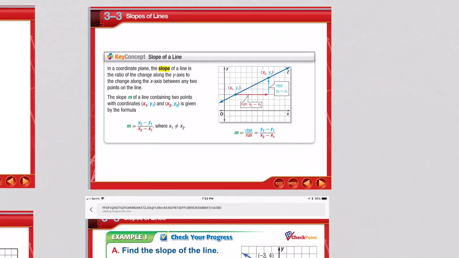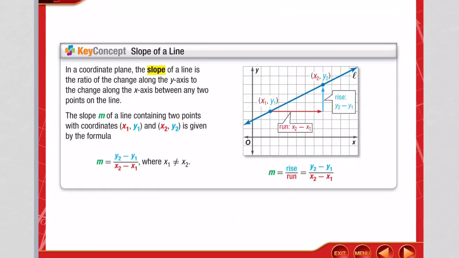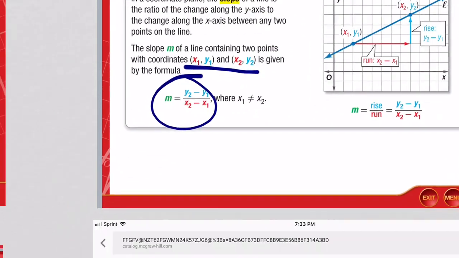So we're going to start here with the equation for slope of a line. The important part that you need to know is this formula. We still label our coordinates as x1, y1, x2, y2, and our slope is y2 minus y1 over x2 minus x1. So first thing we're going to do is practice this.